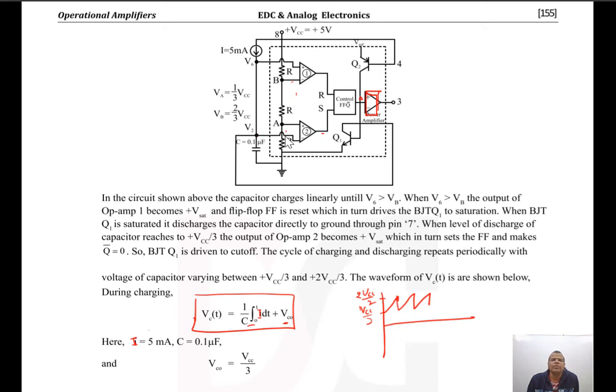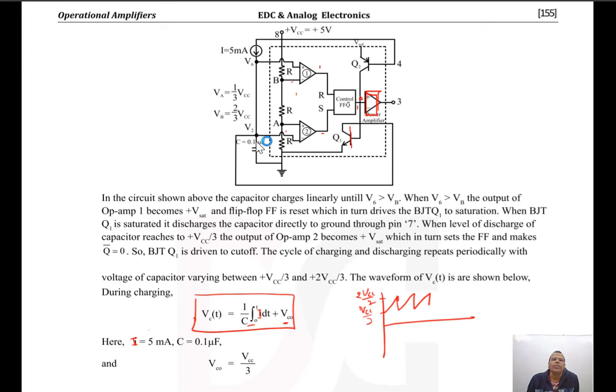When voltage across capacitor becomes 2 by 3 VCC, see it carefully, the output of this comparator becomes minus Vsat, so nothing will happen here, but the output of this inverter becomes plus Vsat, and this is a reset. Output of flip-flop becomes 1. When it becomes 1, this op-amp is driven to saturation, so it behaves like a short circuit, and this point through the transistor Q1 is connected to ground, so the capacitor is suddenly discharged.